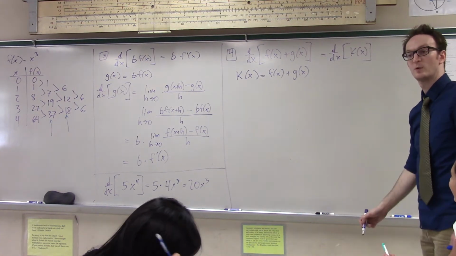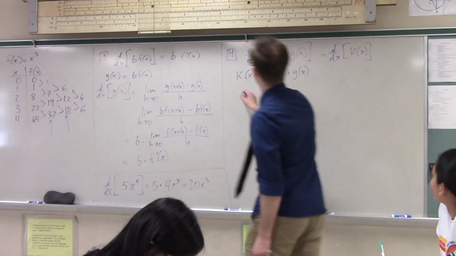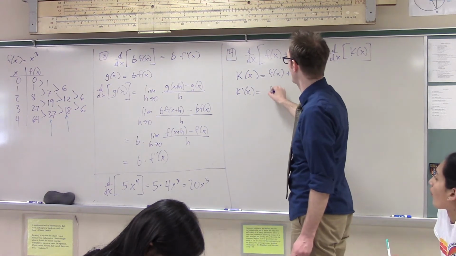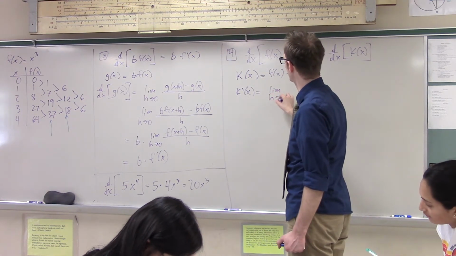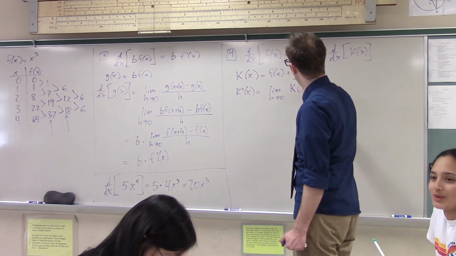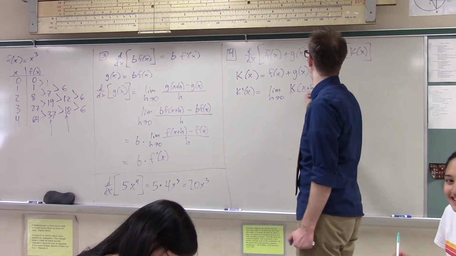I'm really just asking for K prime of x, right? Yeah, it's the same thing. So what is K prime of x? Well, it is by definition the limit as h goes to 0 of K of x plus h minus K of x all over h.